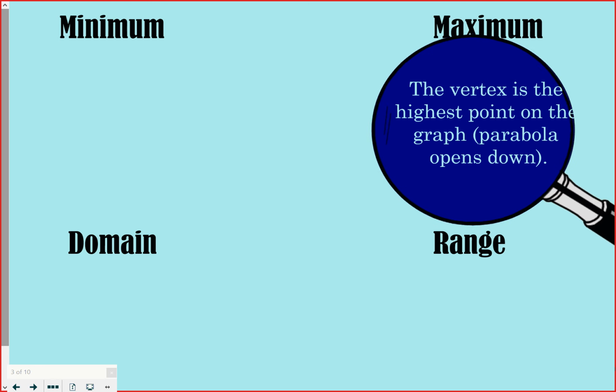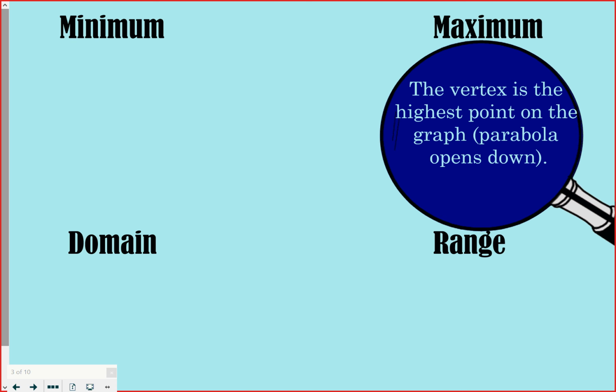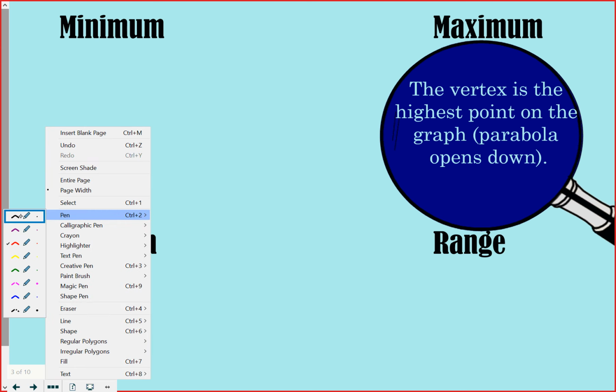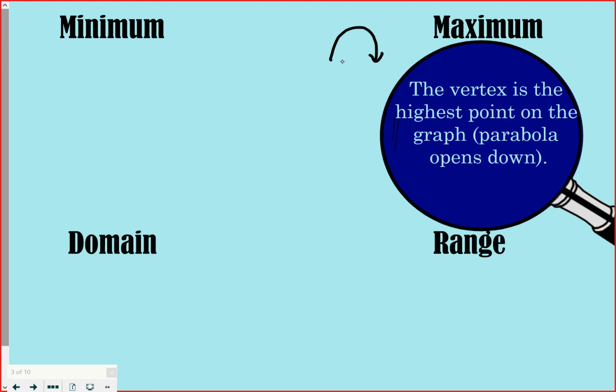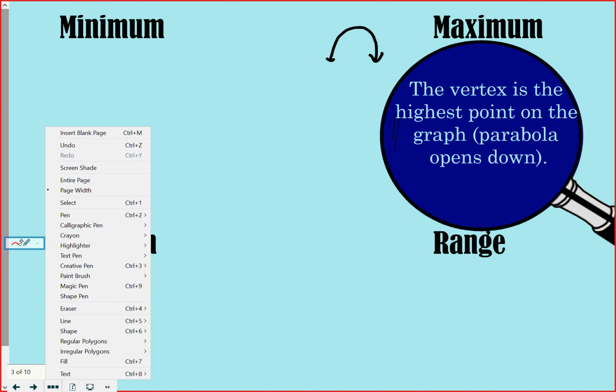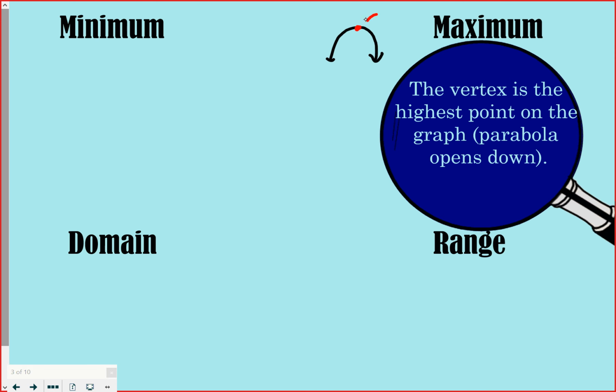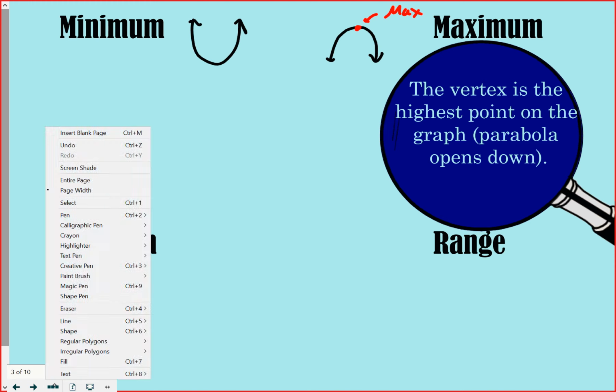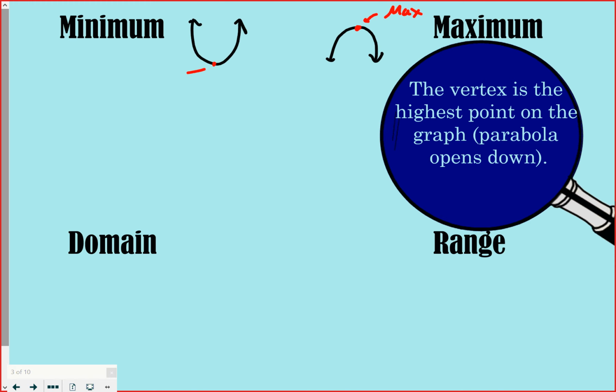There we go. Okay, so the maximum, once again, is going to be the vertex at the highest point of the graph. So once again, if the parabola opens down, we are able to find our maximum. So if my graph is opening down, we know that this point right here is going to be my vertex, but it's also going to be my max. And I'm going to do this over here because I kind of erased it. This will be my min. Okay. So now we have our min value, and we also have our maximum value.